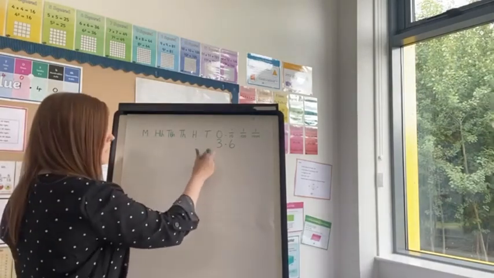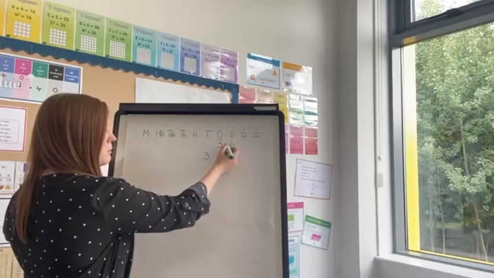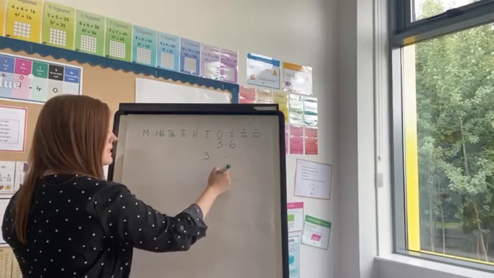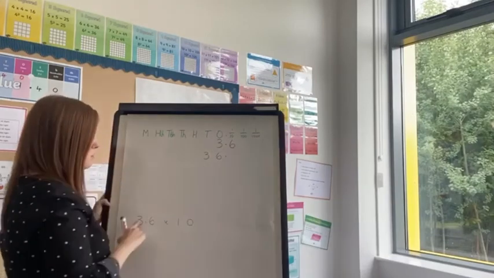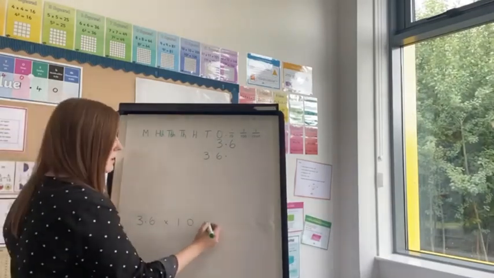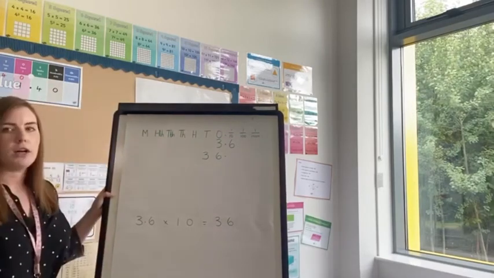So my 3 moves into my tens column. My decimal point, remember, stays in the same place. My 6 moves into my ones column. So 3.6 times 10 is 36. Let's have a look at another one.